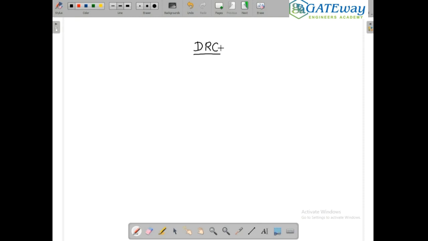What is reinforcement? Reinforcement is something that is inserted or embedded in order to increase the strength. That is for strengthening purpose.